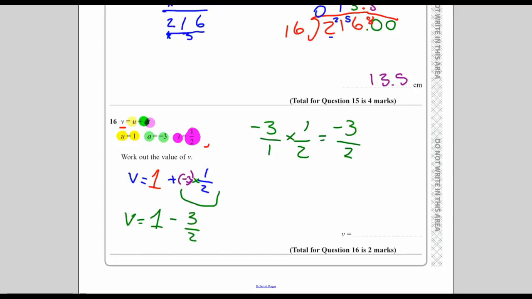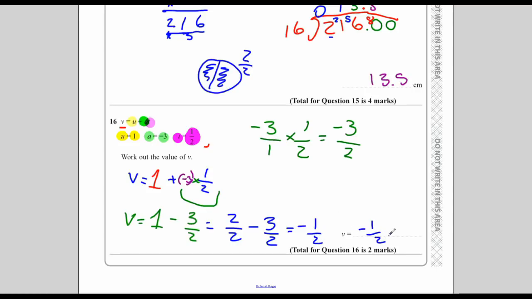Now 1 is the same as 2 over 2. Okay? If you've got 1 whole, then you've got 2 halves, haven't you? Yeah? You've also got 10 tenths. You've got 71 seventy-firsts, etc. But let's not confuse this. So this is the same as 2 over 2 minus 3 over 2. So you've got 2 halves, you take away 3 halves, you've got minus a half. So that's your answer for V.